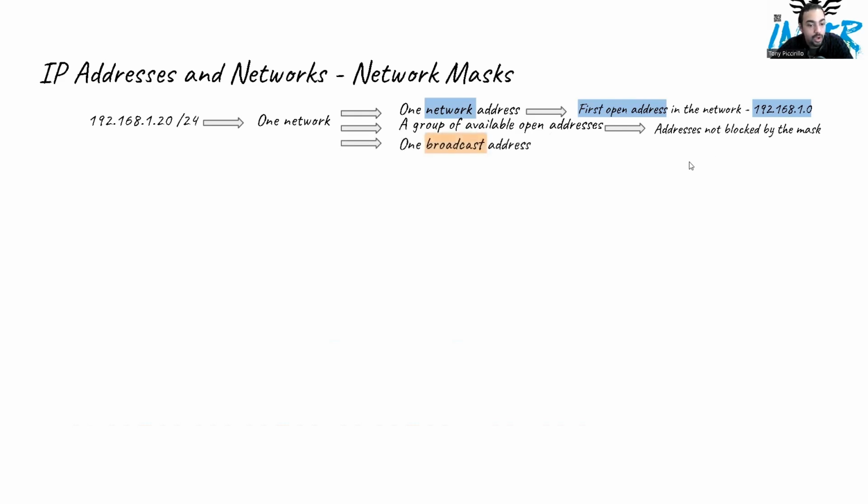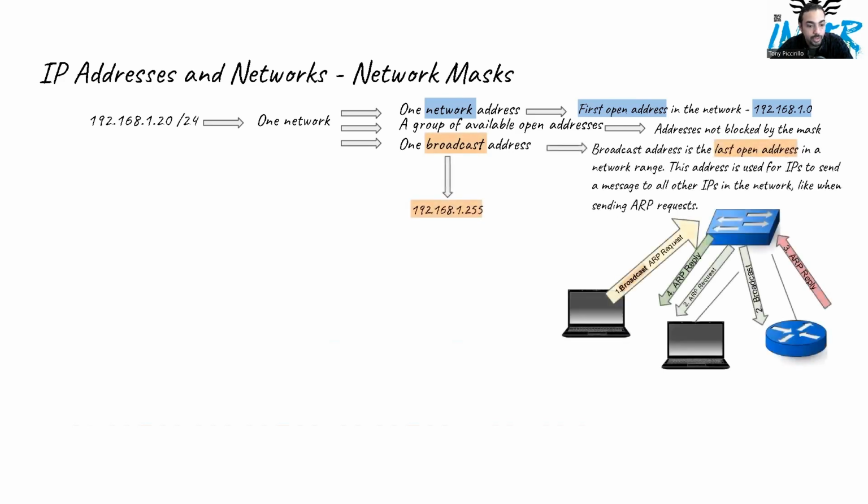Finally, we have one broadcast address. The broadcast address is always the last open address in a network range. So this IP address is used to send messages to all other IPs in a network.